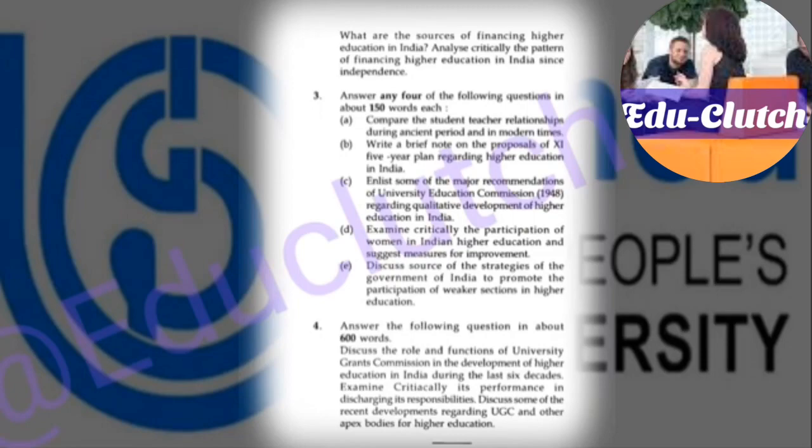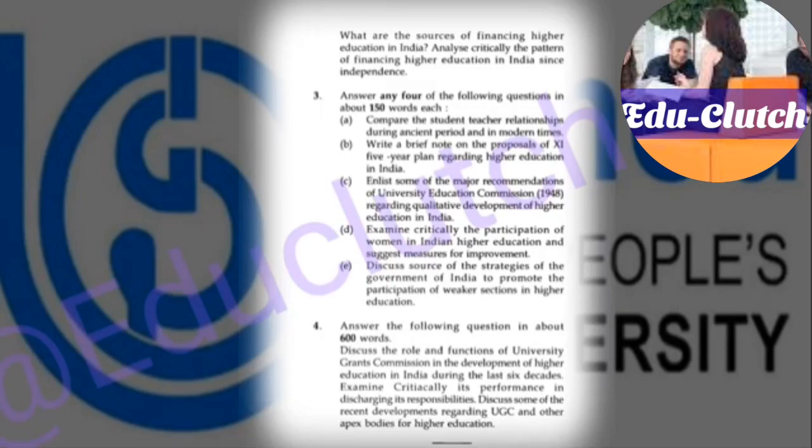Third question is, here you have to answer any four of the following questions, and that too in around 150 words, right? So the first one is, compare the student-teacher relationships during the ancient period and in modern times. Second, write a brief note on the proposals of the 11th Five-Year Plan regarding higher education in India. Third, enlist some of the major recommendations of the University Education Commission regarding qualitative development of higher education in India.